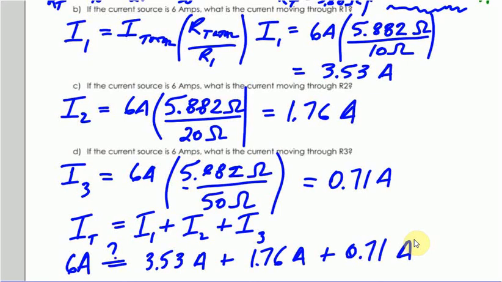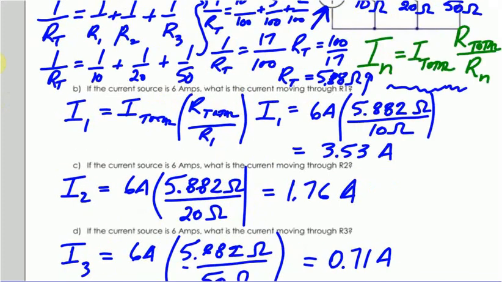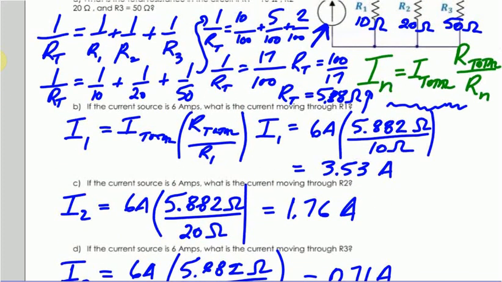So there we go. We learned how to use a formula for current dividers. So use that formula there to figure it out, and that should help you with any other problems.